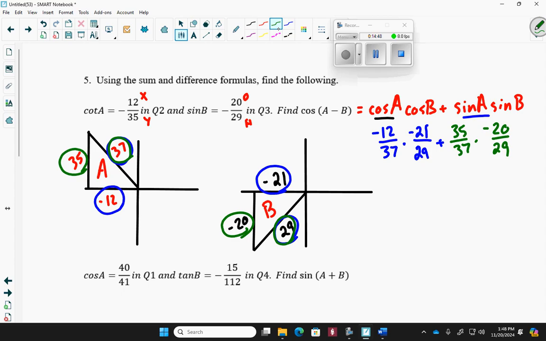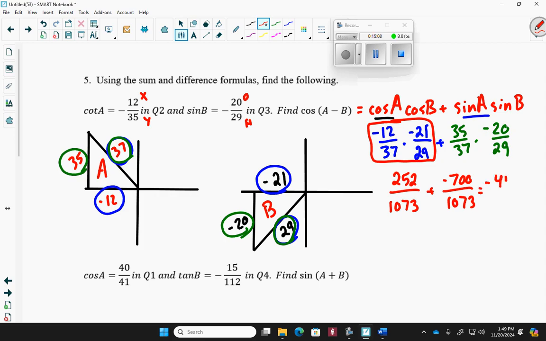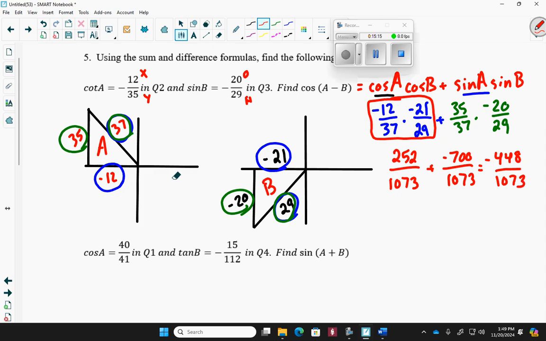So you can either plug all this into your calculator or do it the old-fashioned way. The old-fashioned way is, remember, numerator times numerator, denominator times denominator. You get 252 over 1073 plus negative 700 over 1073. Final answer is going to be negative 448 over 1073. Here's your final exact value. All right, next one.